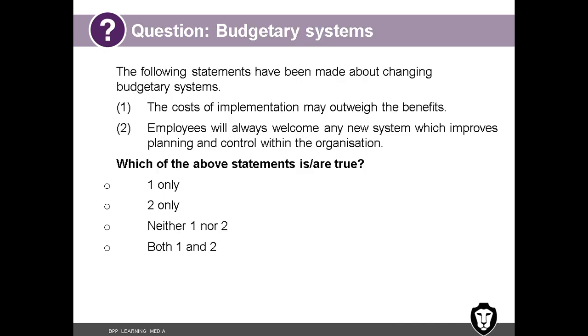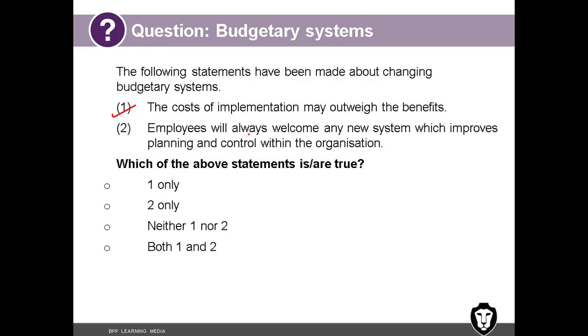Both 1 and 2. The following statements have been made about changing budgetary systems. The cost of implementation may outweigh the benefits. Yes, when you are changing, the cost might be high. What cost? Staff training cost. The lack of control might give you more cost. So yes, the cost of implementing a new system might outweigh the benefits from that. That means the cost might be more.